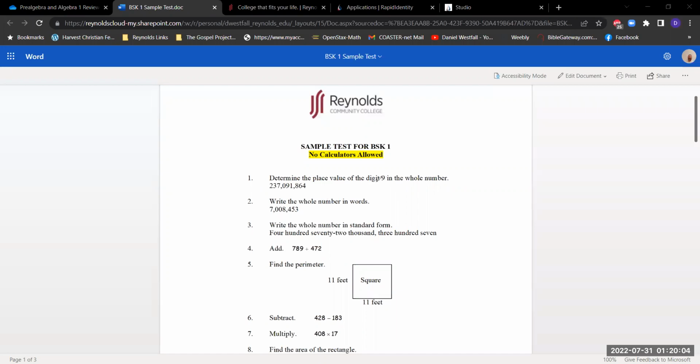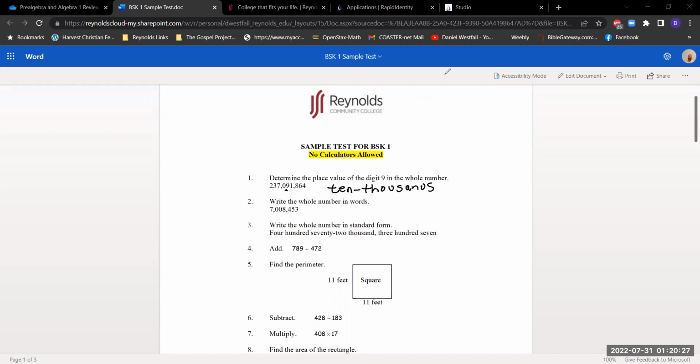We're going to look for the place value in which the digit 9 appears. The digit 9 is right there. This is units, tens, hundreds, thousands, 10 thousands. This is the place value.